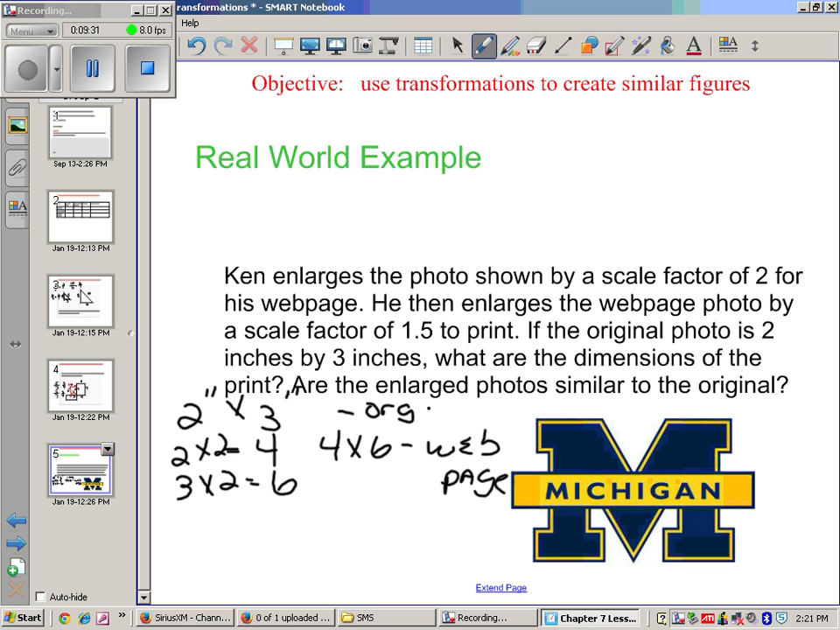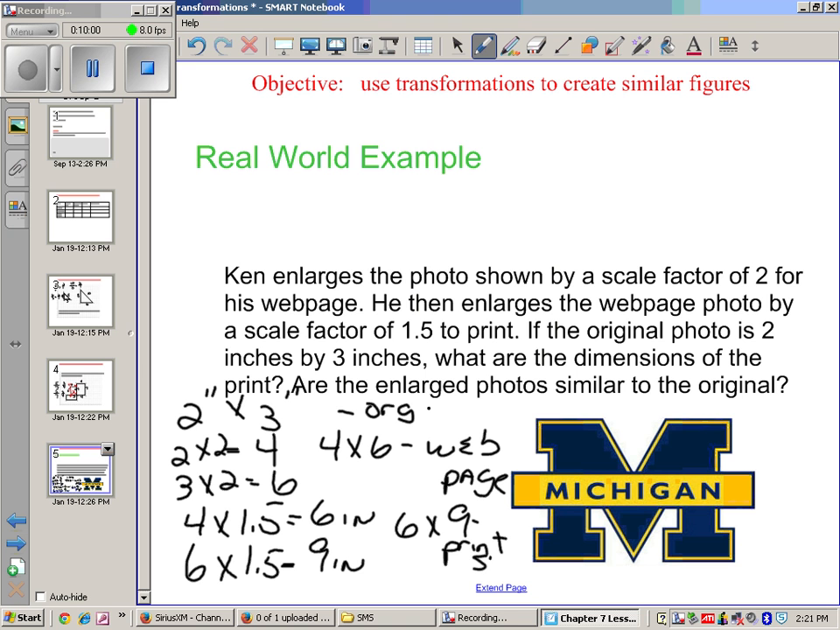Now then he enlarges the web page photo by a scale factor of 1.5. So now it's another step. We're going to take our web page size, which is 4 by 6, and multiply that by 1.5. So multiply 4 by 1.5. You get 6 inches. We're going to multiply 6 times 1.5, and you're going to get 9 inches. And that is the print size. The print size would be 6 by 9. That answers one of our questions. What are the dimensions of the print? 6 by 9.